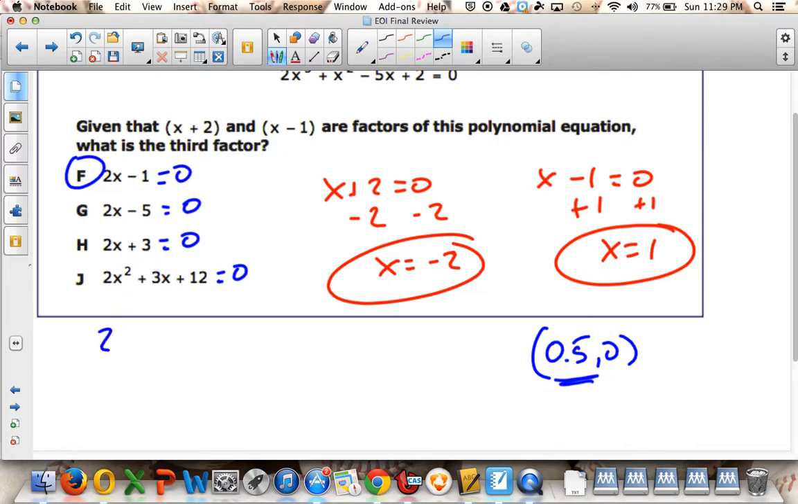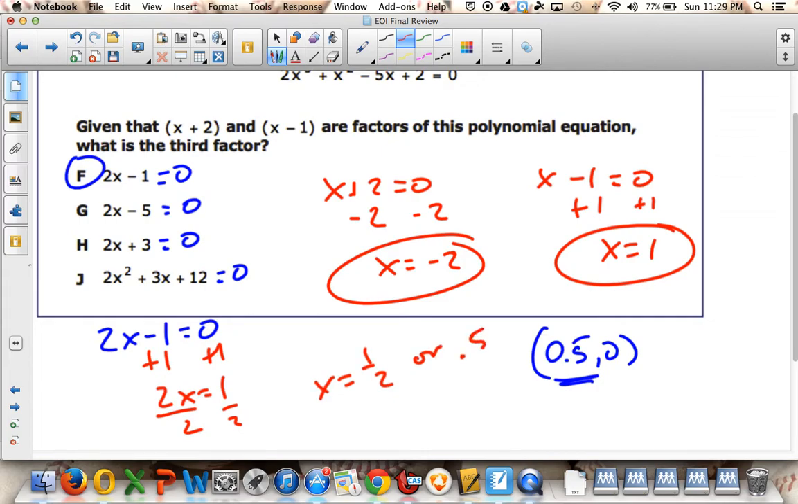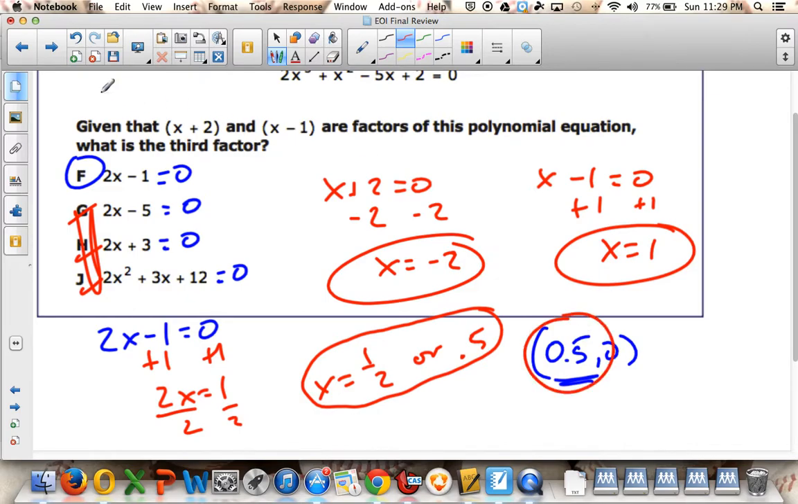I can go 2x minus 1 equals 0. I add 1 to both sides and get 2x equals 1. Divide by 2, and x equals 1/2, or 0.5. If that ended up not being my answer, I'd go to the next one and eliminate them until I got the correct answer of 0.5.